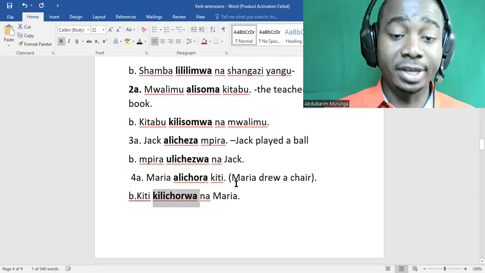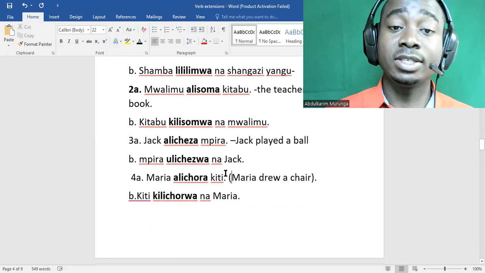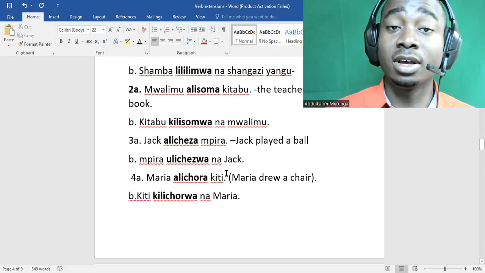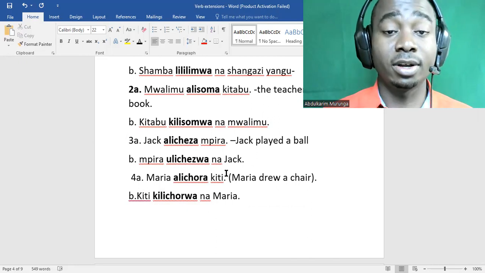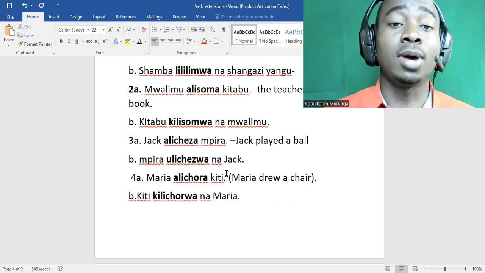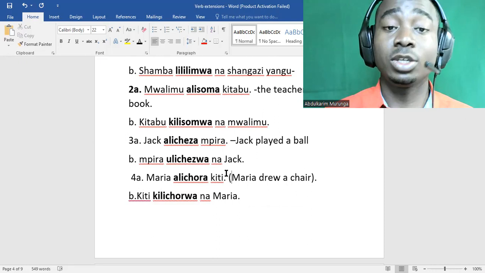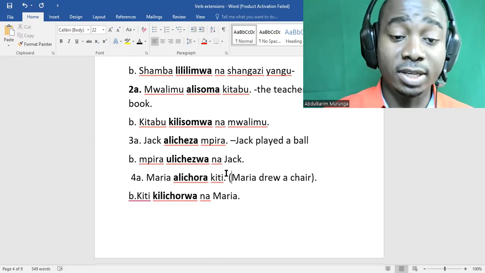Maria alichora kiti. Kiti, the chair, is in the ki-vi class. We say kiti kilichorwa na Maria. The chair was drawn by Maria. Kiti kilichorwa na Maria. This is the first case.